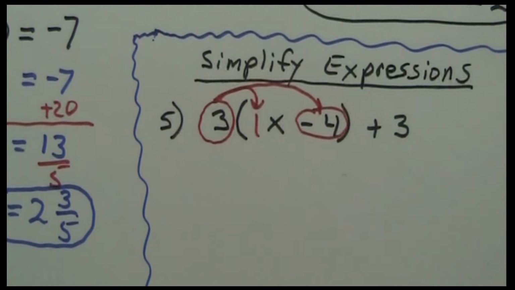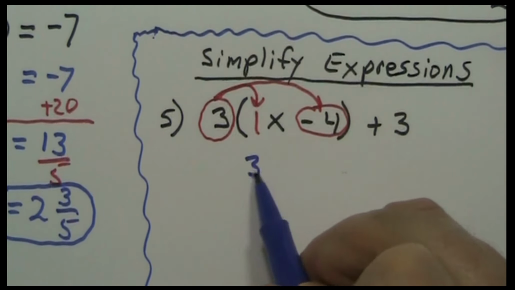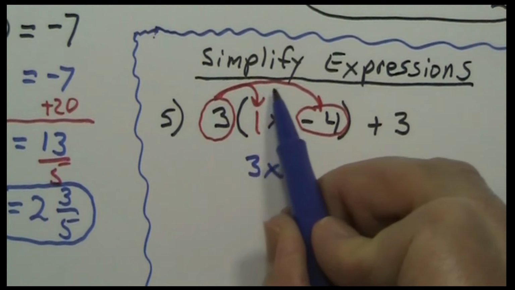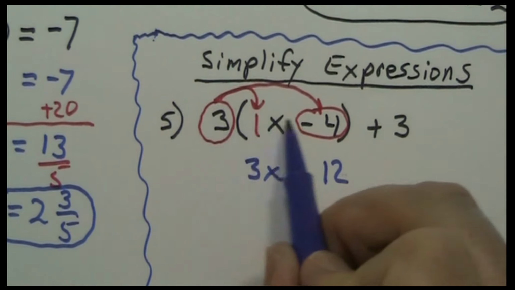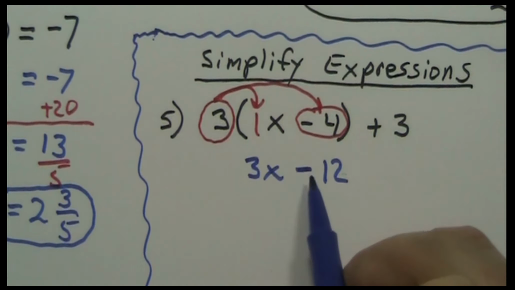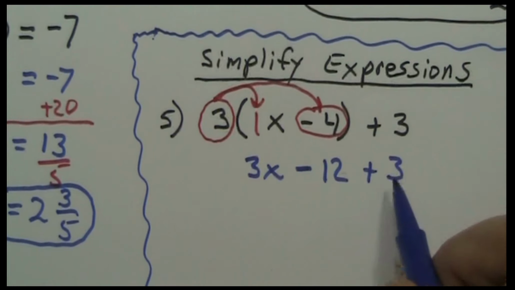So if I do that, this will end up being 3 times 1 is 3, so that's 3x. 3 times 4, and there's one negative, so it's negative. When multiplying, you count the negatives. And then I'll bring down the plus 3.